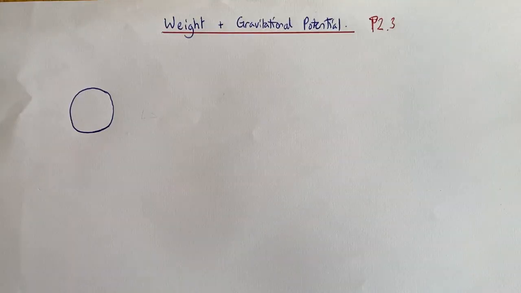This video is on weight and gravitational potential energy, and it's going to cover some of the requirements for P2.3 in GCSE physics. We're going to talk about the equation for weight, what weight is, and the basic properties of gravitational fields, and then begin to relate that to gravitational potential energy. I will just say gravitational potential energy is a topic that's explored in more depth and more detail in P5, which is the energy topic.